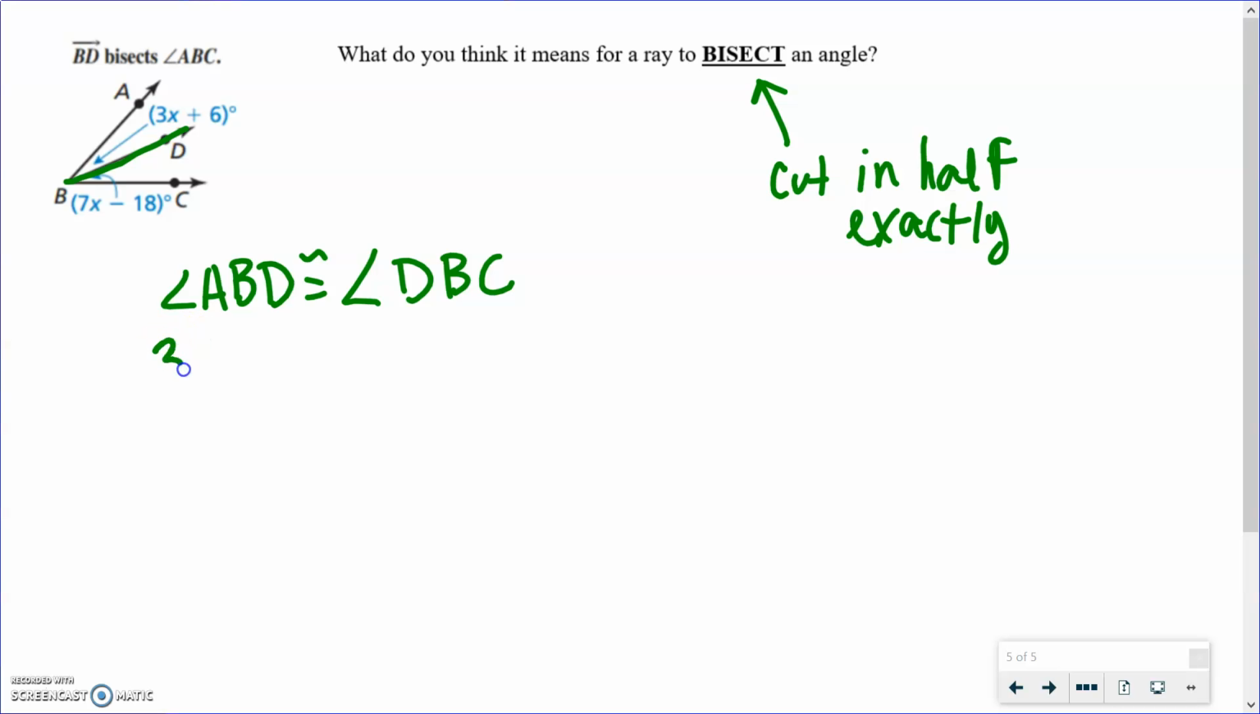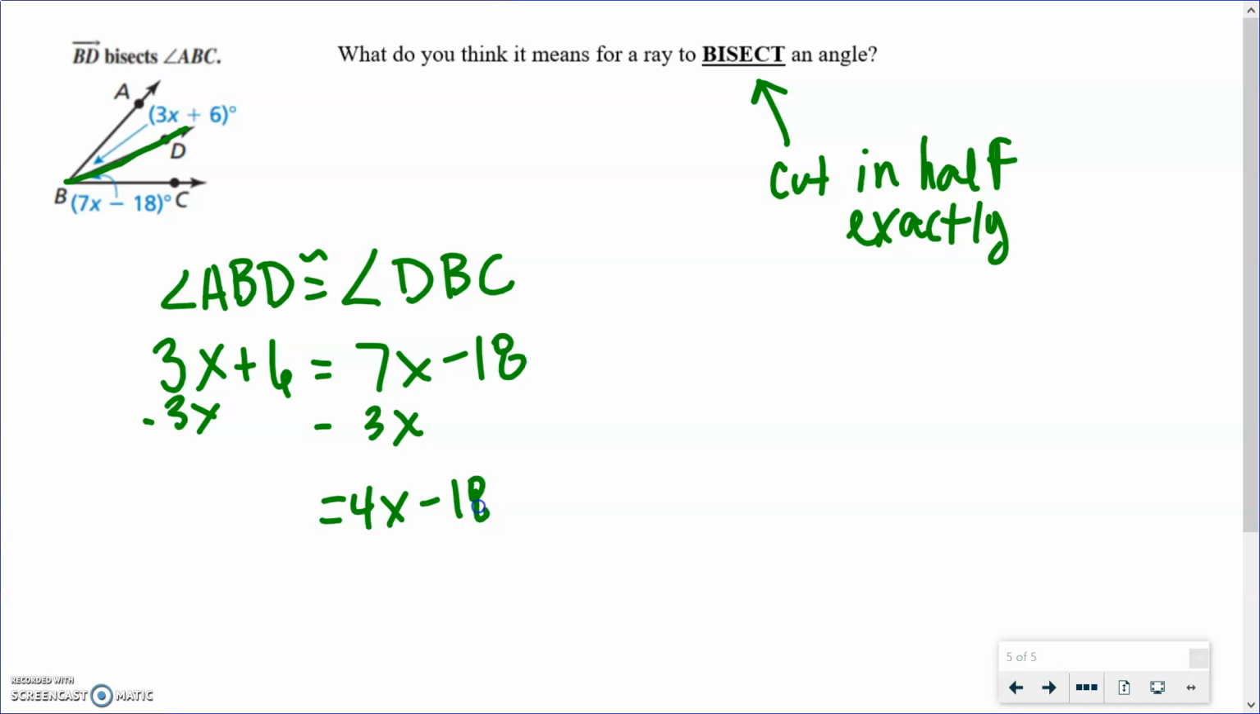So then I can use that to solve for x. So 3x plus 6 is equal then to 7x minus 18. And so I can take 3x away from both sides. 4x minus 18 equals 6. And if we add 18 to both sides, we get 4x is 24. And divide by 4, so we get that x is equal to 6. Okay, so that means that if we plug in 6 for x, both of these angles should be equal. So we can actually check that.